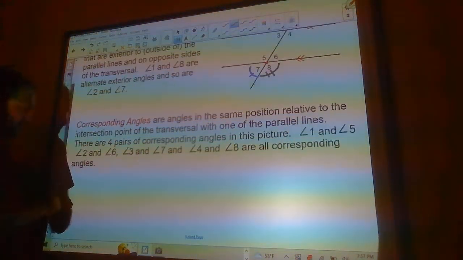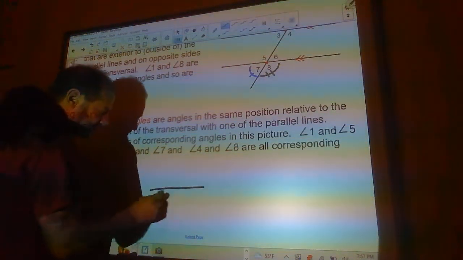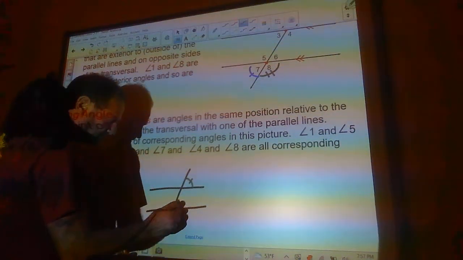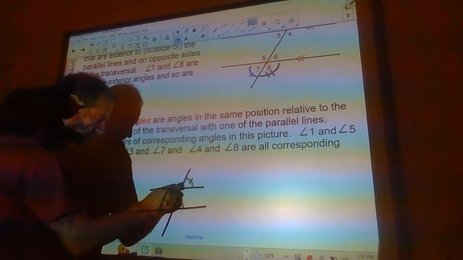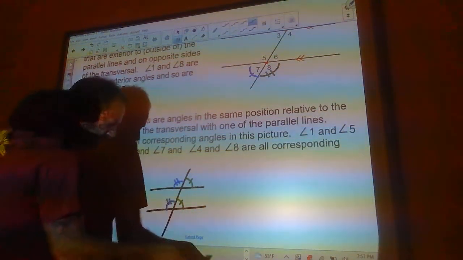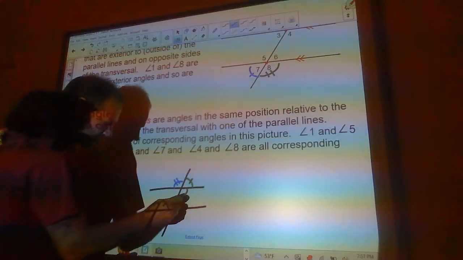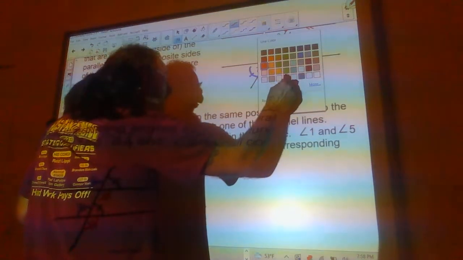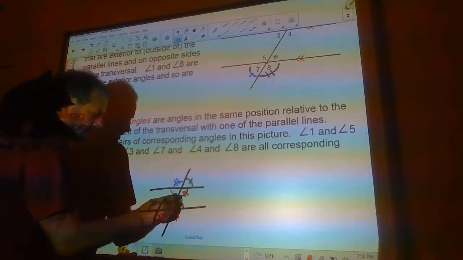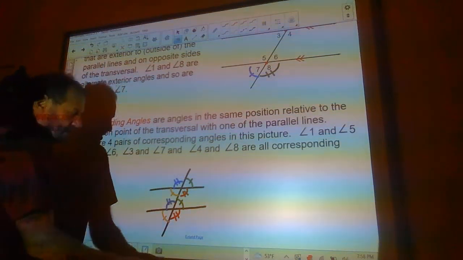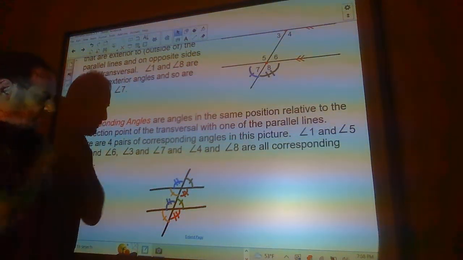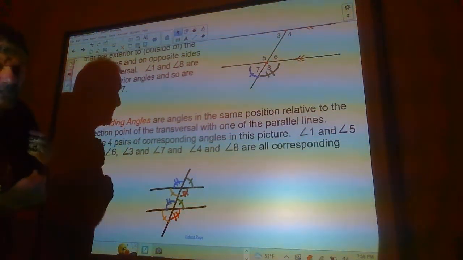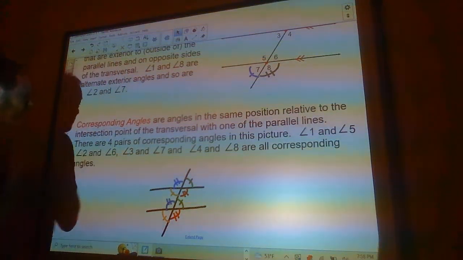Okay, so let's just do a quick sketch here. Corresponding angles would be these 2 angles. These are corresponding, the red ones. And these 2 here would be corresponding angles as well. Okay, so there's 4 pairs of corresponding angles. There's only 2 pairs of alternate interior, and there's 2 pairs of alternate exterior angles.